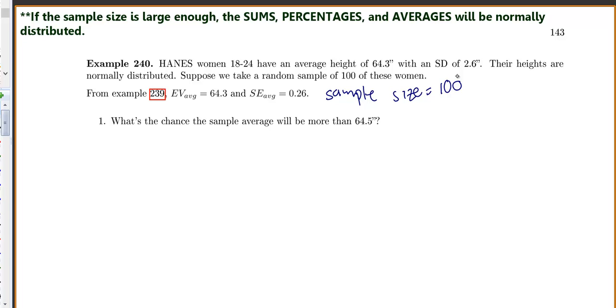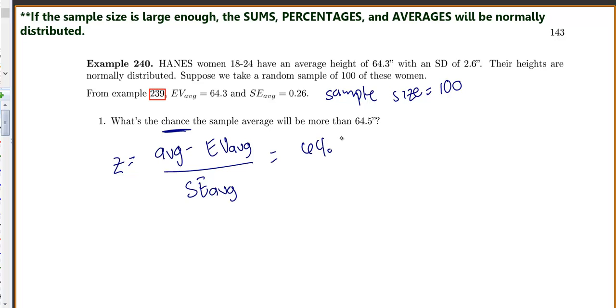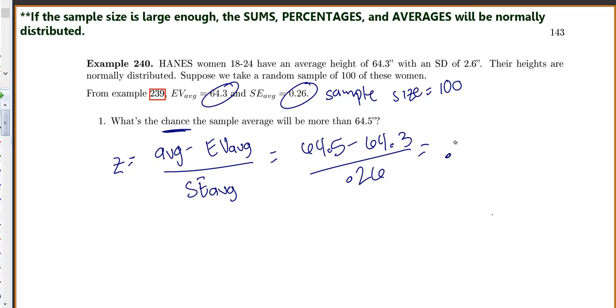So number one, what's the chance that the sample average will be more than 64.5? We're looking for a chance, so we know we're going to want to use the normal curve, and we're going to have to standardize. So z is equal to your average minus the expected value of the average, divided by the standard error of the average. The average we're interested in is 64.5 minus our expected value of the average, which is 64.3, divided by the standard error of the average, which was 0.26. This gives me 0.7692.